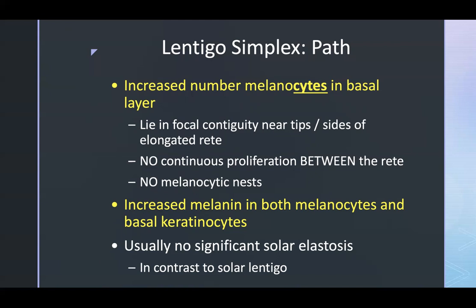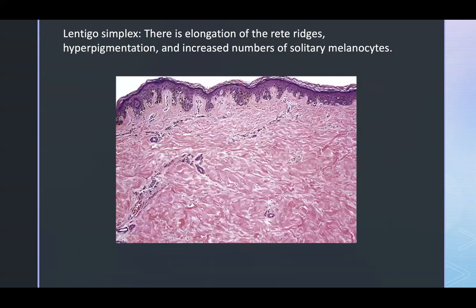If you've got no melanocytic nest, by definition, that's not a nevus. So increased melanocyte concentration, but not nesting, that is going to lead you more towards a lentigo. Lentigo simplex usually lacks significant solar elastosis, in contrast to a solar lentigo, which has a lot of solar elastosis.